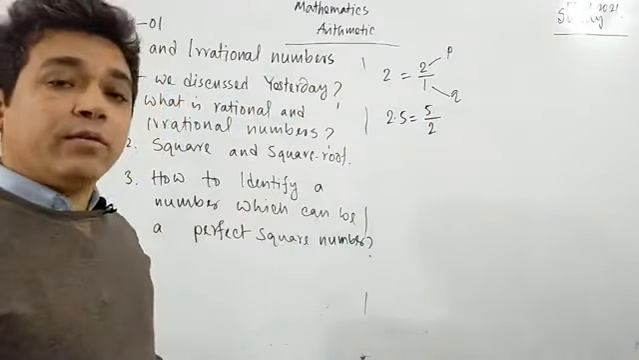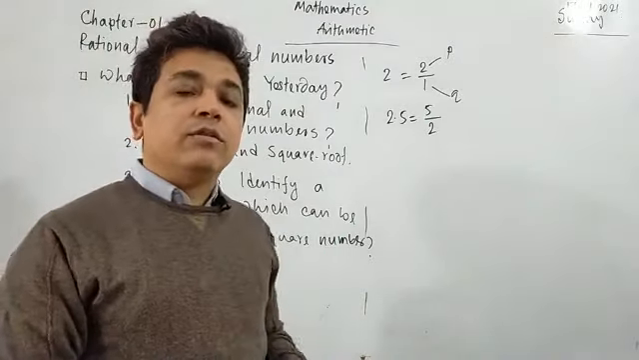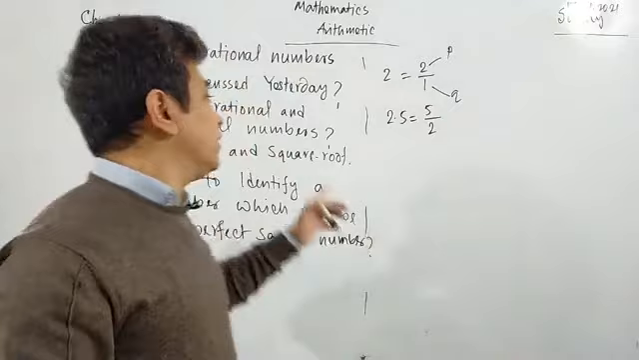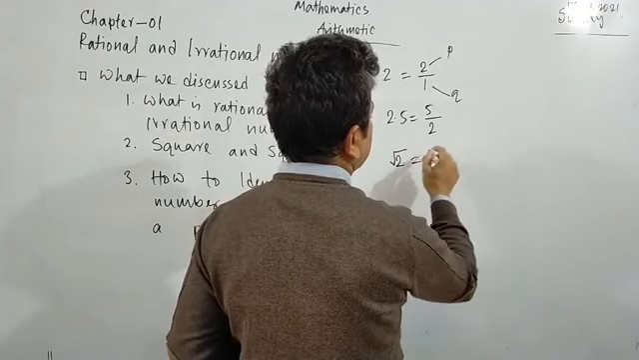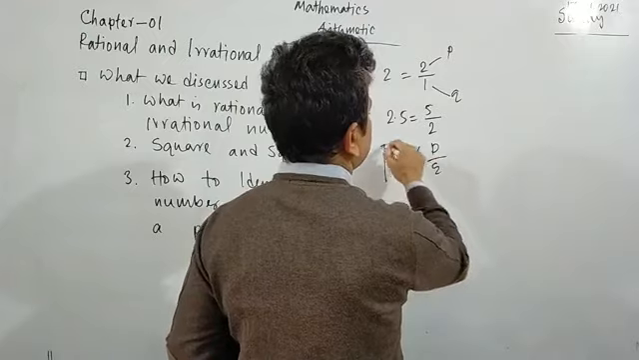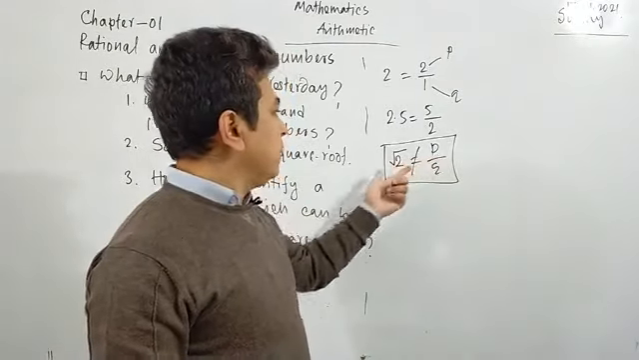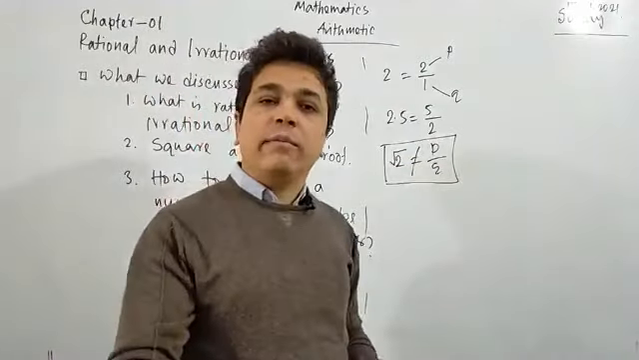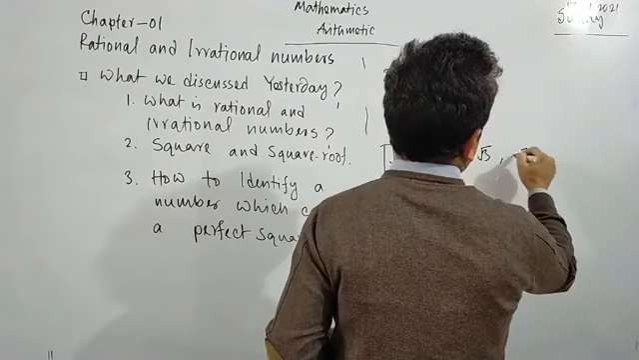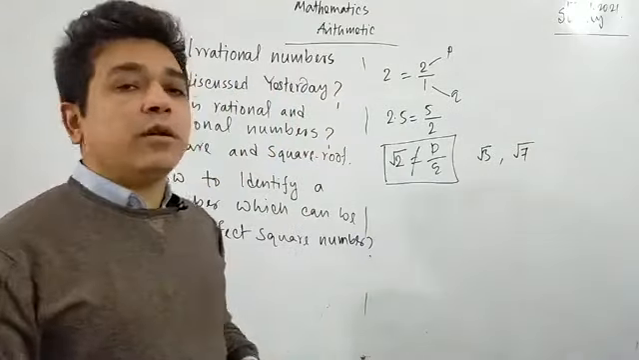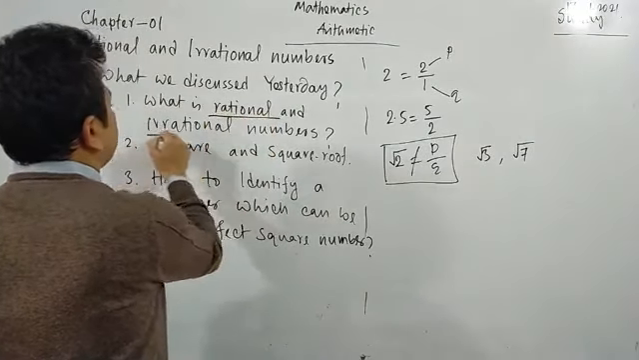But some numbers we cannot express in the form of P by Q. Those numbers which are not possible to express in the form of P by Q are called irrational numbers. So what is an irrational number? Look here: root 2, it is not possible to express in P by Q form where P and Q are whole numbers and Q is not 0. That is why root 2, root 3, root 7, and some other numbers are irrational numbers. So we already know what is a rational number and what is an irrational number.